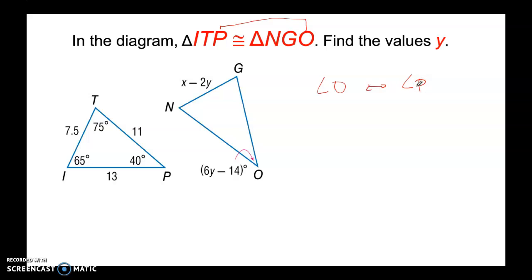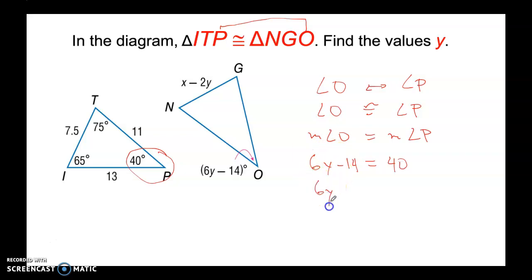To solve for the measure of angle O, we all know that angle O is congruent to angle P, and we can say that the measure of angle O is equal to the measure of angle P. Now let's substitute the value. The measure of angle O is equal to 6y minus 14 equals the measure of angle P, which is 40. So we can solve for the value of y algebraically.